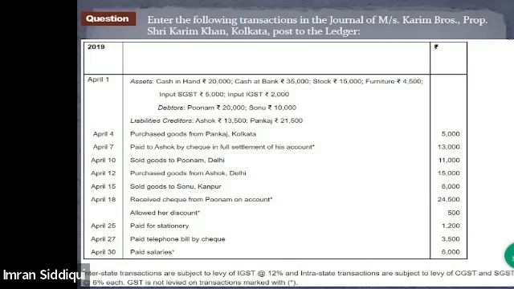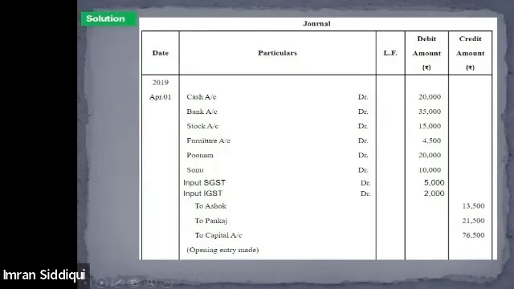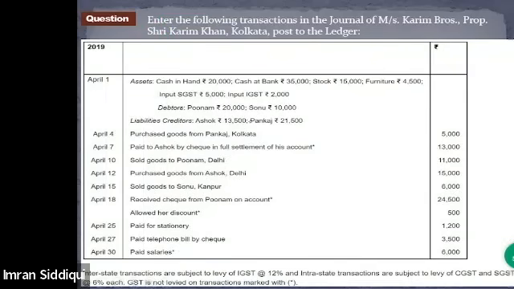All right, everyone. So this was the question that I gave you for the homework, and this is the correct solution of the question. If anybody didn't complete it, just look at the solution of this question. First of all, on 1st of April, the opening values of the asset and liability are given. So for that purpose, we will have to pass the opening journal entry, and that is done as all the assets are debited and all the liabilities will be credited.